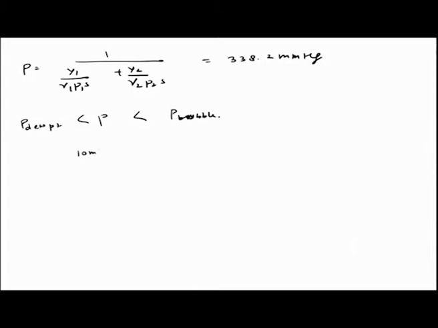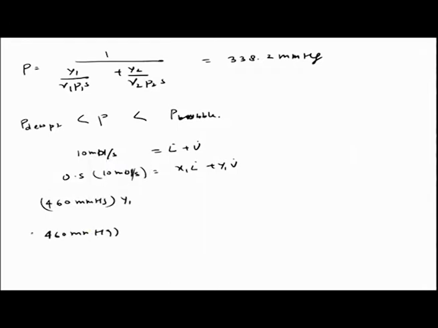Okay, so you have 10 millimoles per second is equal to L plus V, and 0.5 times 10 millimoles per second is going to be x1 L plus y1 V, and then again you are going to use the modified Raoult's law, where you are going to consider the pressure 460 mmHg times y1, and this is going to be x1 gamma 1 P1 sat, and 460 times y2 is going to be x2 gamma 2 P2 sat. Okay, so you know x1, you know your P1 sat.